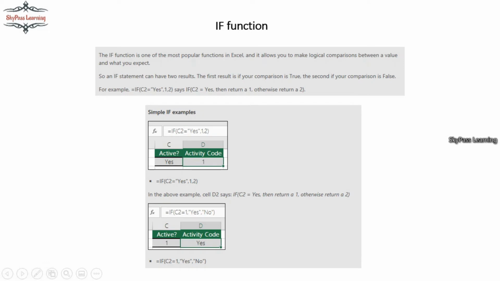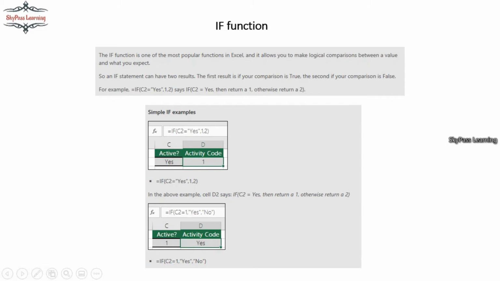Now the most important one is the IF function. IF is used when you are trying to compare a value using logical comparison operators, and as per your condition, it gives you a false or true result. The first one is, for example, you can see it here: if C2 equal to yes, then 1 or 2. C2 is the cell number. So if C2 is equal to yes, it will return one value. If it is something else apart from yes, it will return the other value.